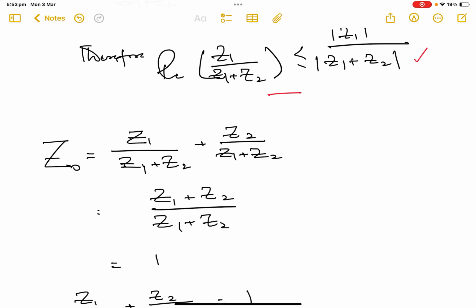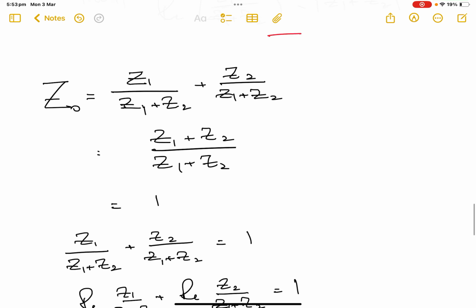Okay. So as I said, it's the algebraic operation of complex to complex, the result will be complex. So it's Z0. We don't need to worry about Z0. Whatever the operation on the right hand side, it gives you a single complex, which we call Z0. So that is equal to Z1 over Z1 plus Z2 plus Z2 over Z1 plus Z2.